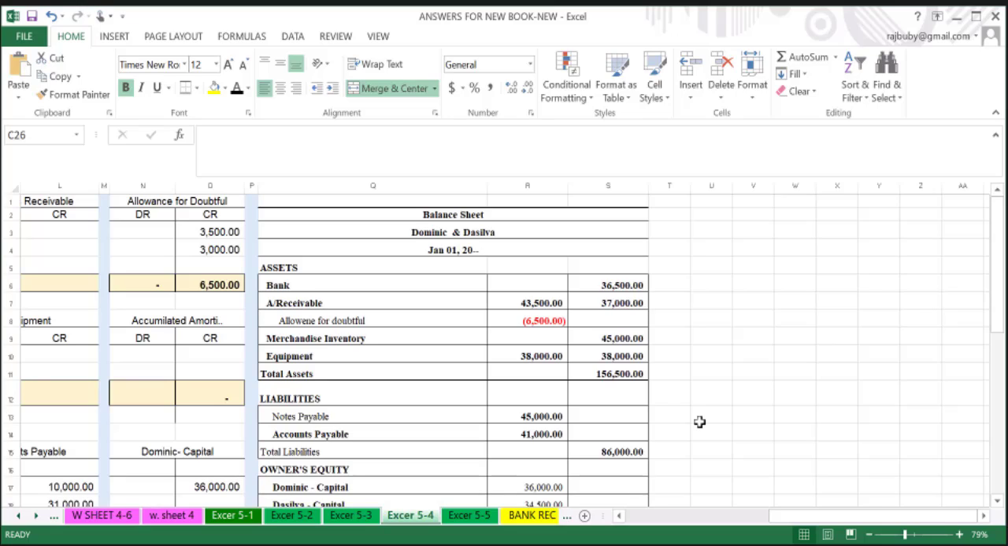How did you calculate it? 37 for accounts receivable. This is accounts receivable, and this is the allowance for doubtful accounts, right? This minus this is this. Okay, I got it right now.